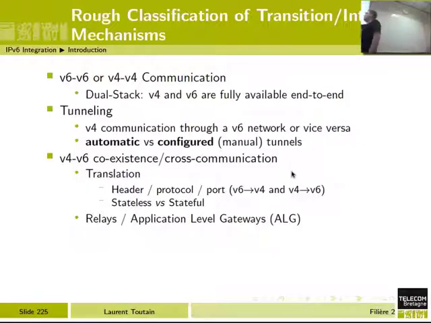A tunnel broker is what we call configured tunnels. It means that you statically put the IPv4 address of the other end. And you also have automatic tunnels, and we will see some examples of automatic tunnels. It means that you take, for example, the IPv6 address, and inside the IPv6 address you have the IPv4 address. You take this IPv4 address to find the other point, the endpoint of your tunnel. So if you have different addresses, you will have different endpoints.